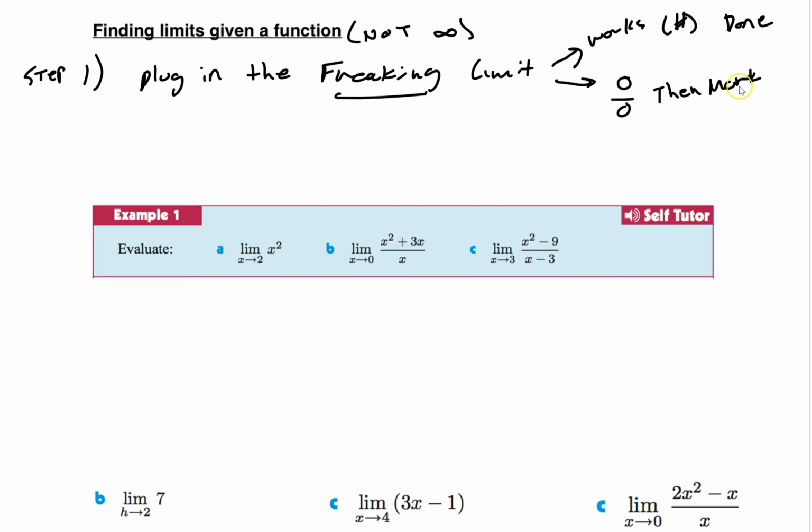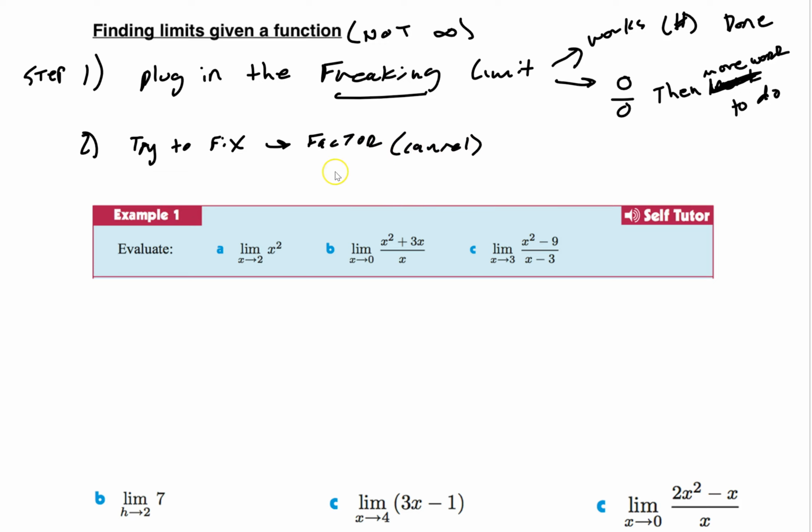I meant more work. Let's try and be efficient. More work to do. And this is really where we differ from AP Calculus. AP Calculus spends a lot of time on all different ways you could fix a limit. IB, a little easier. How do you try to fix it? For us, all it's going to come down to is to factor. Once you factor and stuff cancels, then you can plug it in again.